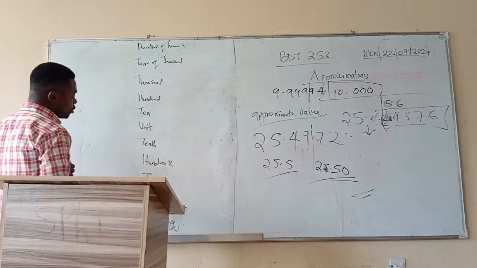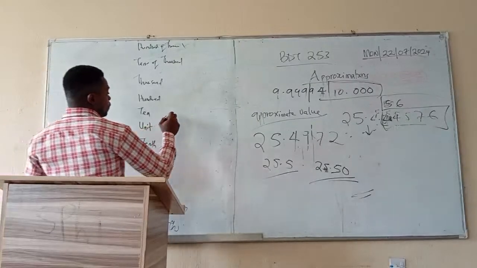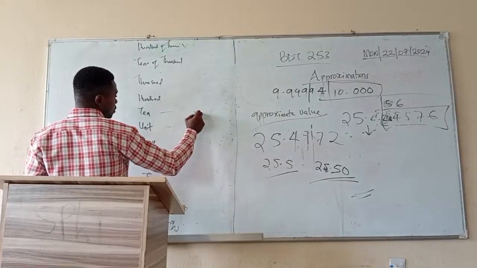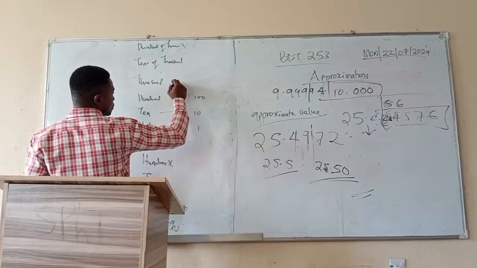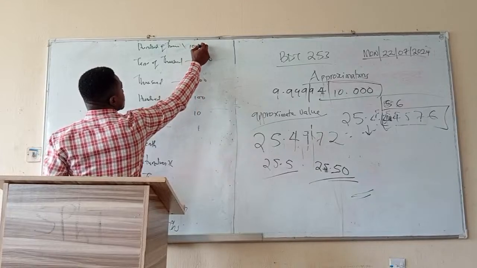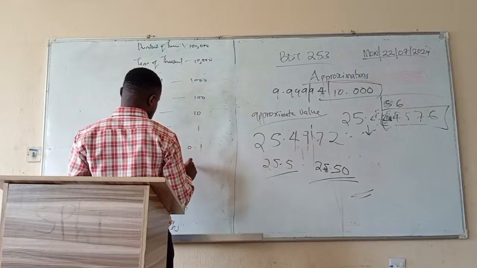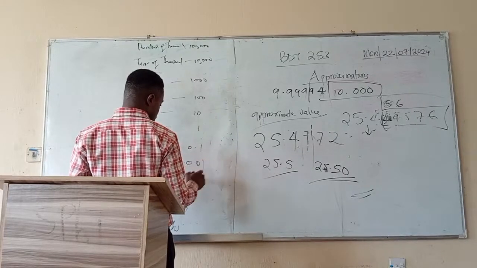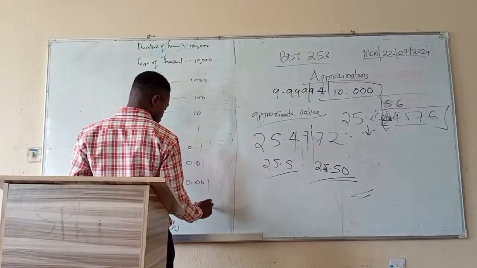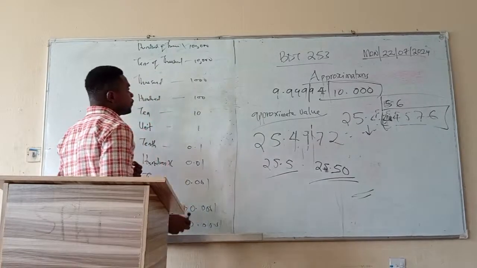So what is their, let's stop here. What is their values now? Unit is what? 1. This one is what? Point what? Here's what? 0.00001. In exponential form, here is what?